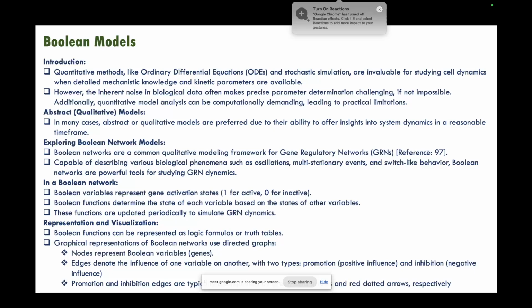Boolean networks are common qualitative modeling frameworks for gene regulatory networks, and they are capable of describing various biological phenomena such as oscillations, multistationary events, and switch-like behavior. Boolean networks are powerful tools for studying GRN dynamics. In different conditions, a system may behave like an oscillatory system or a multi-stable system having multiple steady states. All this information can be very easily modeled using Boolean models.